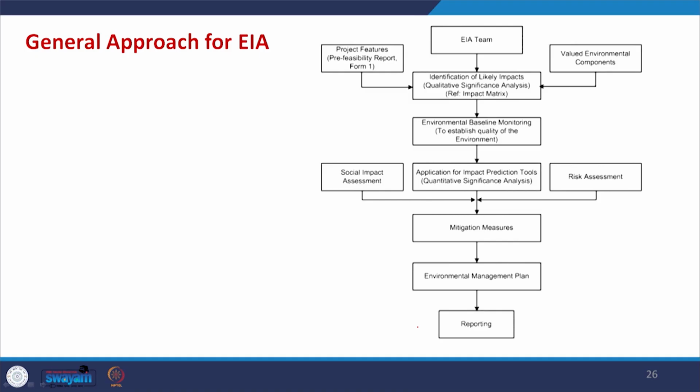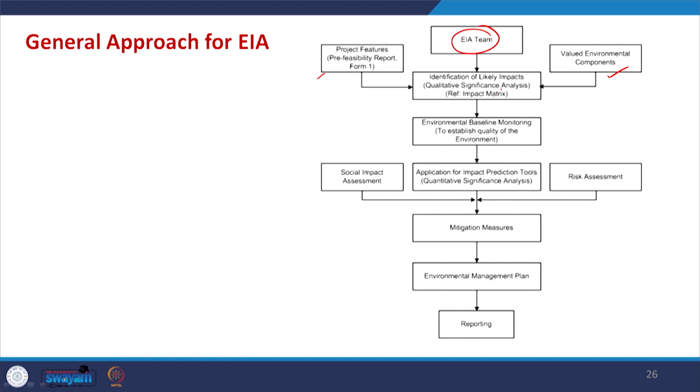We learned how the EIA clearance takes place. Now, how the EIA is carried out is given here. There will be a certain EIA team, and we have to check that the project features are already given to us. So, the pre-feasibility report, form etc., are given. Now, the valued environmental components, the major environmental components, are already valued.